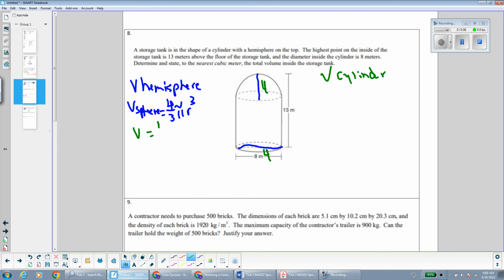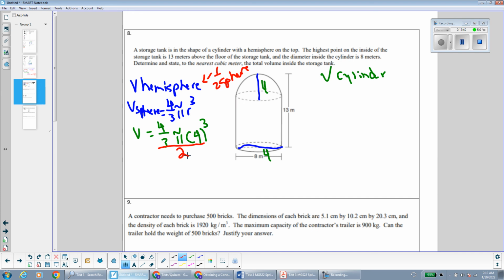I'm going to plug in 4/3 pi 4 cubed, and just simplifying it on my calculator. Oh, before I put it into my calculator, it would probably make more sense, since it's a hemisphere, it's half of a sphere. So I'm going to divide it by 2 when I put it into my calculator as well.